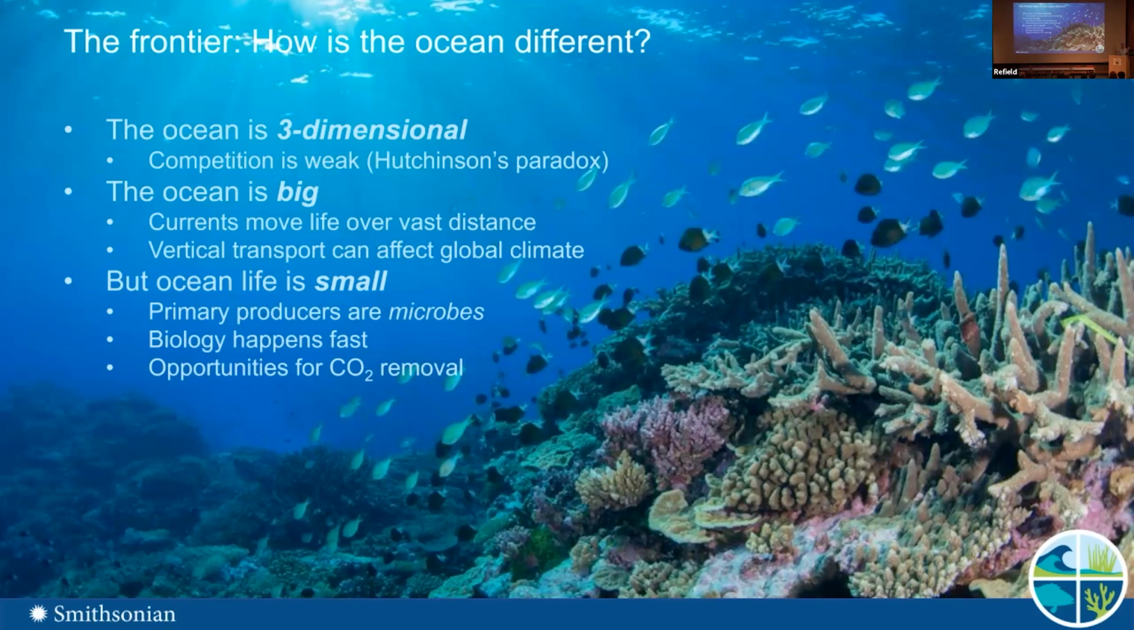Ocean life is very small. Instead of oak trees, we have tiny microbial producers, and that has a big effect on how fast things can happen. So many of these factors can come into play.